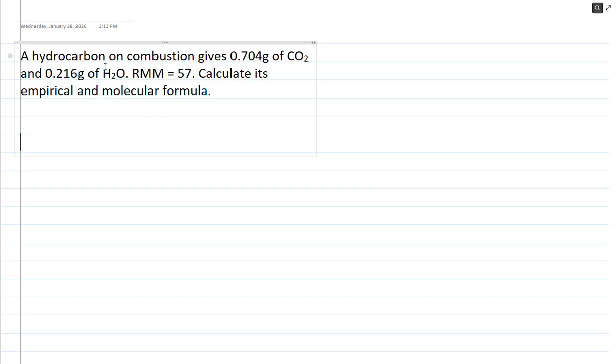The question says a hydrocarbon on combustion gives 0.704 grams of carbon dioxide and 0.216 grams of water. The relative molecular mass of the hydrocarbon is 57. Calculate its empirical and molecular formula. So we'll start by looking at what they gave us, the given values.